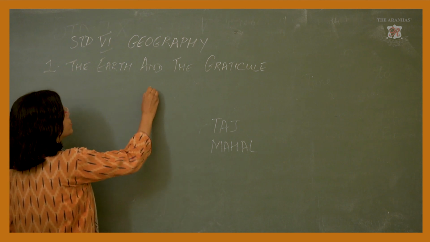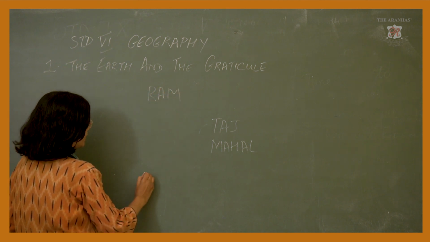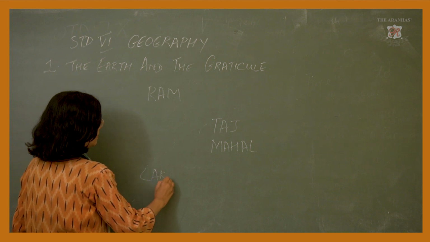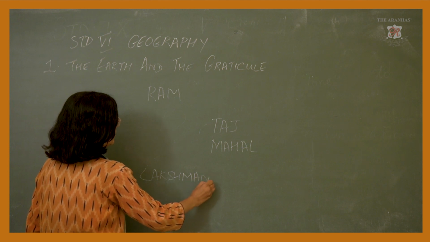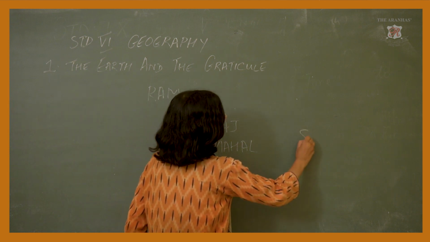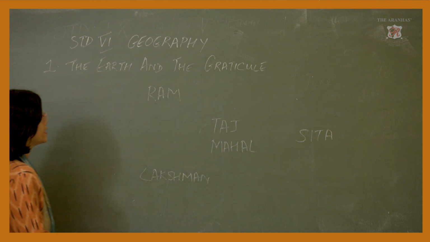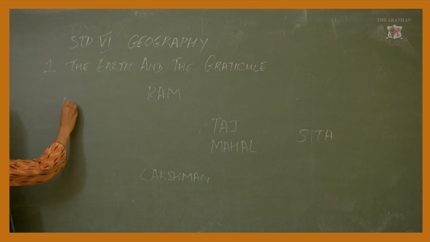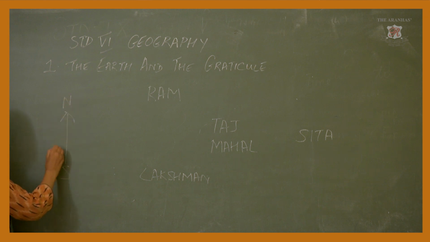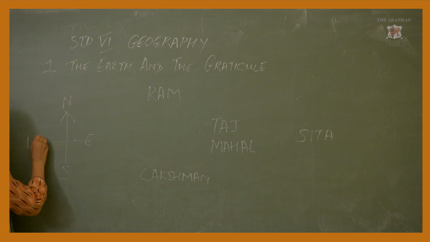And I have one student, Ram, here, one student Lakshman here and one student Sita. Now, very quickly let us brush up on our directions. You know, this is north, this is south, this is east and this is west.